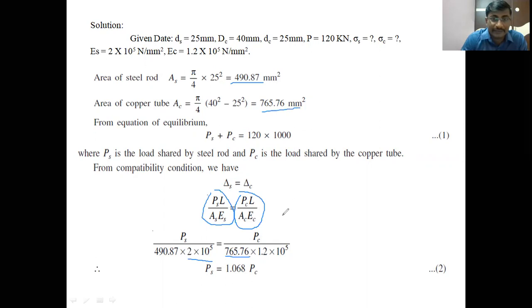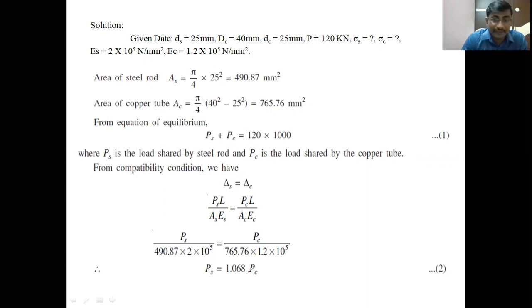765.76 millimeter square is the area. 1.2 into 10 to the power of 5 is the Young's modulus for copper material. Clear? Then from this equation we can write the PS in terms of PC or PC in terms of PS. Here I have written PS in terms of PC.